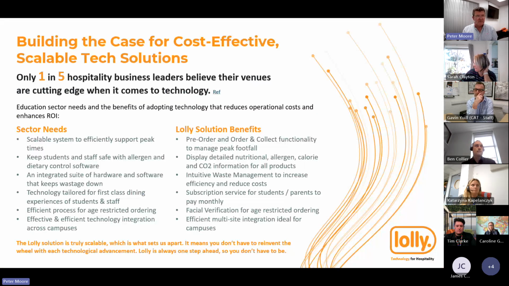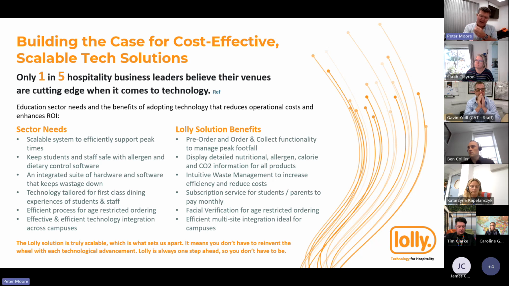Okay, so let's move on. It's not moving on very well today. Building cost-effective, scalable tech solutions. Only 1 in 5 hospitality business leaders believe they are cutting edge in respect of their technology, which is quite a low number. We've come up with what you are looking for in respect of your needs, with key things we found while engaging in what we call our site exploratory process in the university sector.